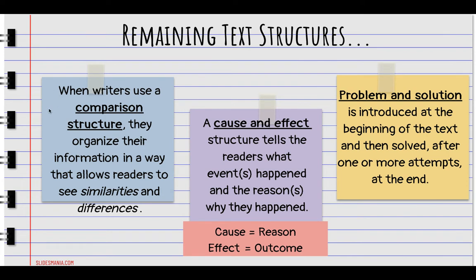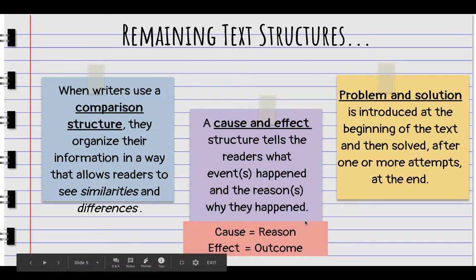Okay, so the first one here is the comparison structure. When an author organizes a comparison structure, it allows the readers to see similarities and differences. A cause and effect structure tells the reader what events happened and the reasons why they happened. A cause is something that makes something else happen, and the effect is the reaction. So I have down here the cause is the reason, and the effect is the outcome.